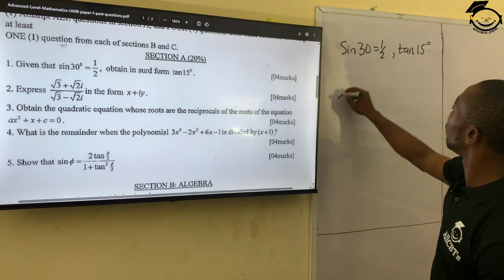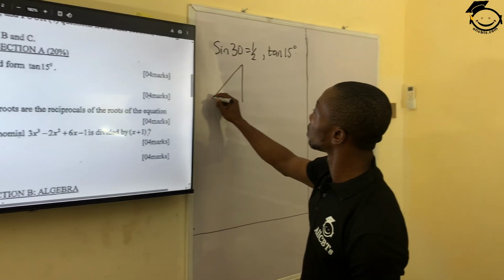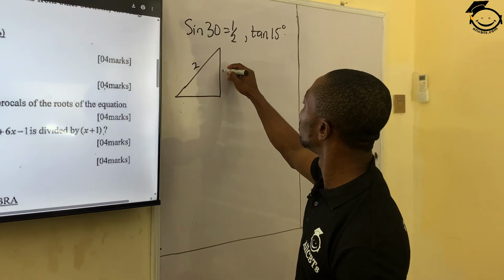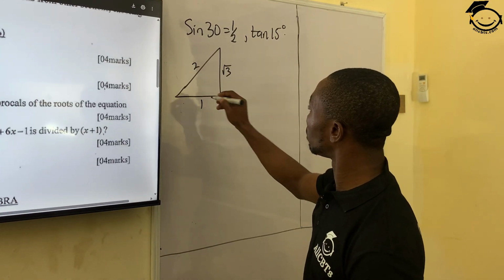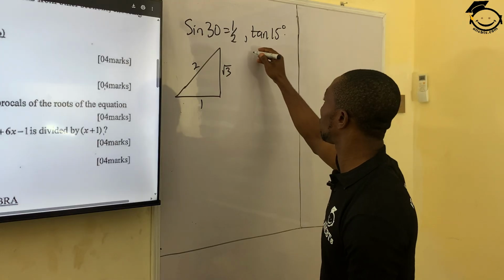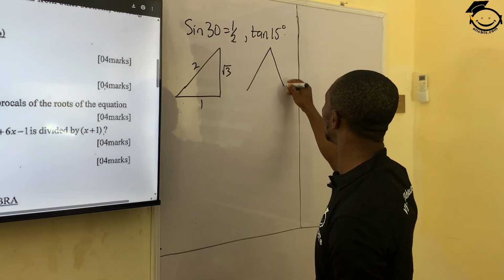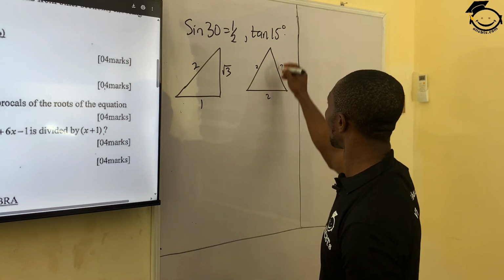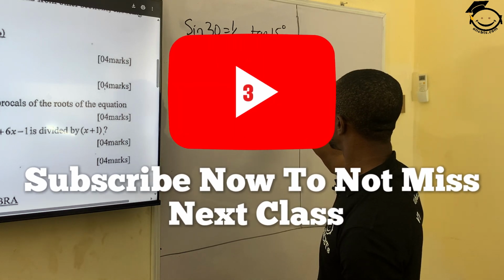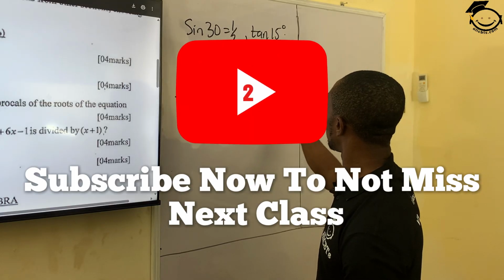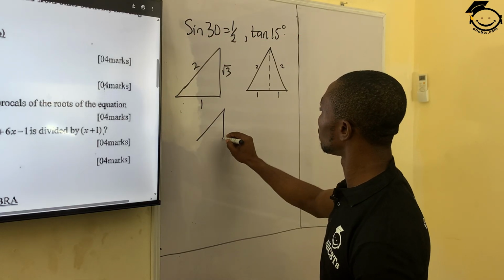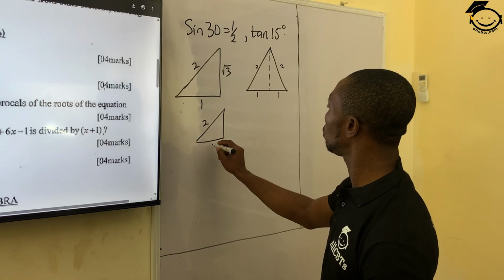Now, we know that from our special angles, we have this as 2, √3, and 1. Now, this was generated from an equilateral triangle where all sides are 2. So if we divide this into 2, this becomes 1, 1. So bringing out this, we have 2 and 1.